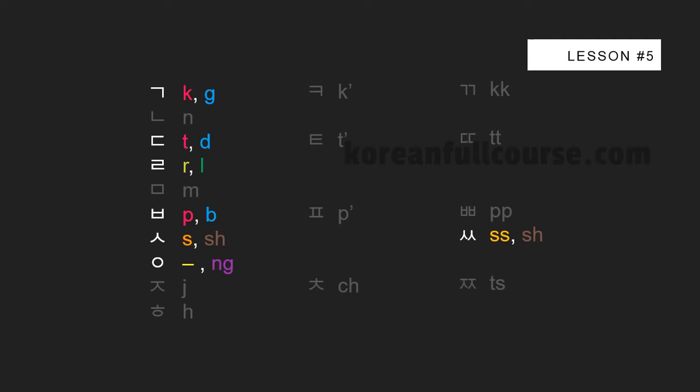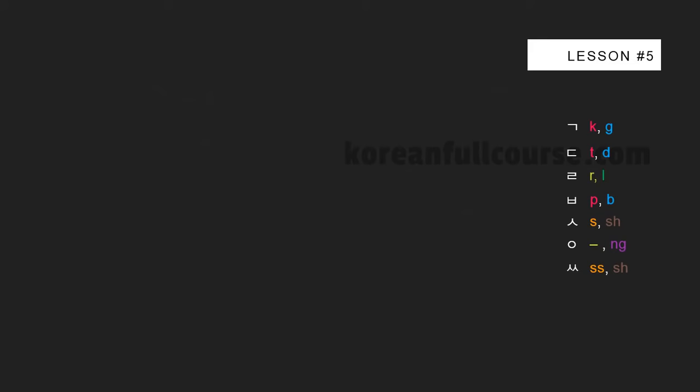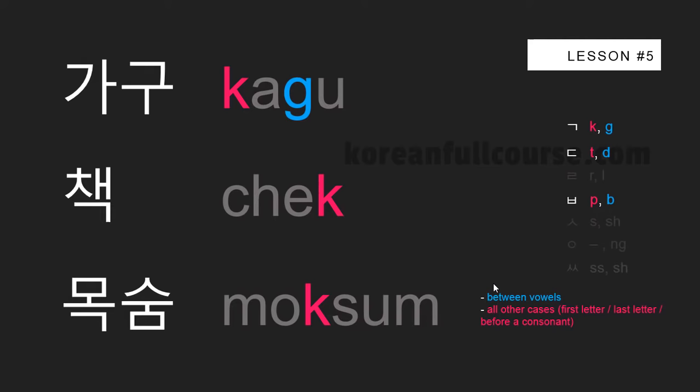As you might have noticed, some consonants are colored with the same color, which means they are subjected to the same reading rule. We will start with gyok, jigut, and biyup. Here's the rule. When gyok is placed between vowels, like you see over here, it should be pronounced as g. In all other cases, when gyok is the first letter in a word, the last letter, or placed before a consonant, read it as k.